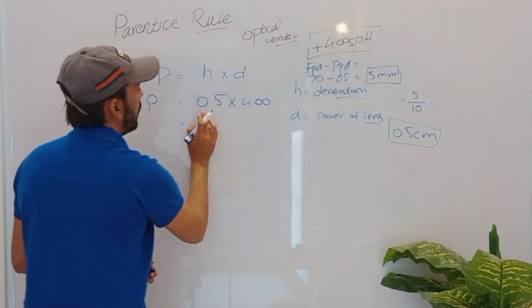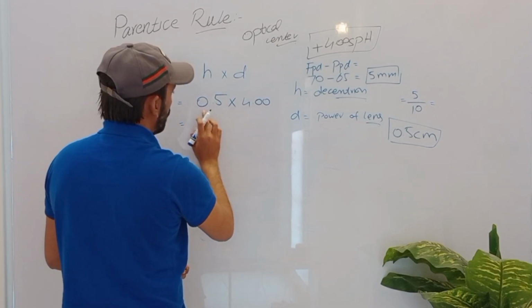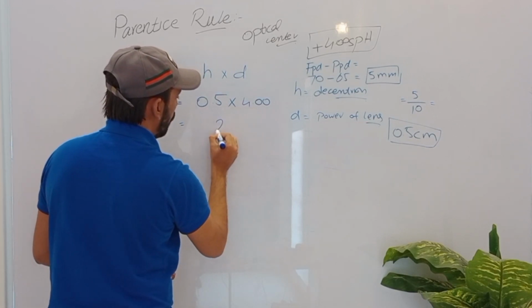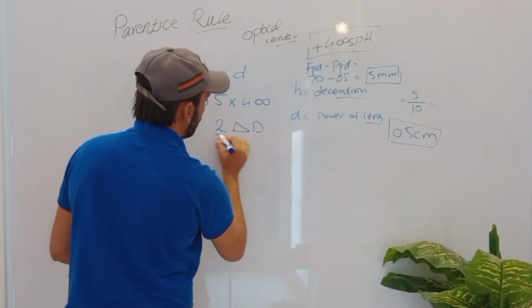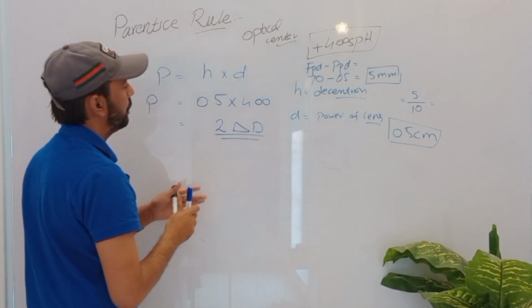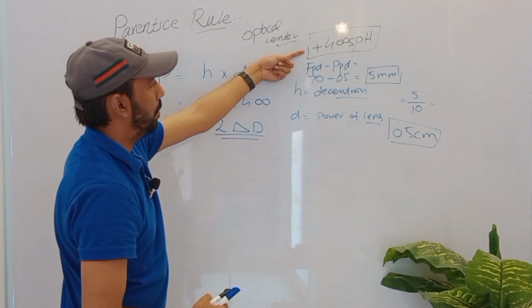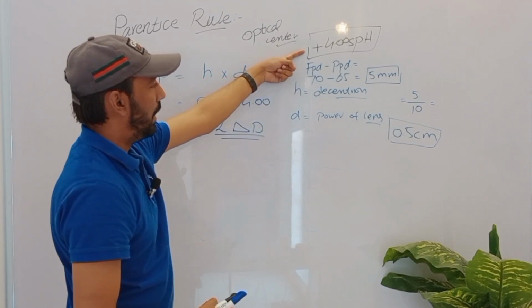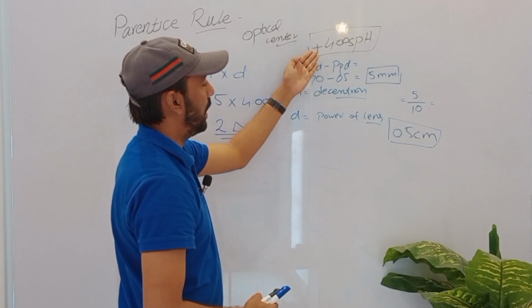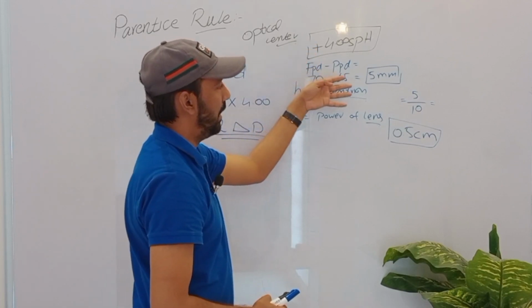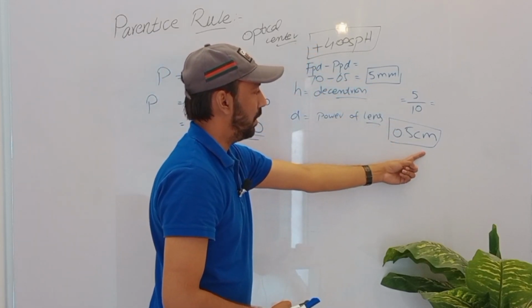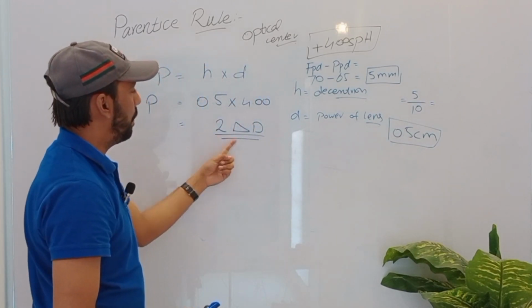And now 0.5 into 4. So 0.5 into 4, the answer is 2 prism diopters. So if we have a spherical lens with the power of +4, and that spherical lens is moving towards the nasal side 0.5 centimeter, the prismatic effect will be two prism diopters.